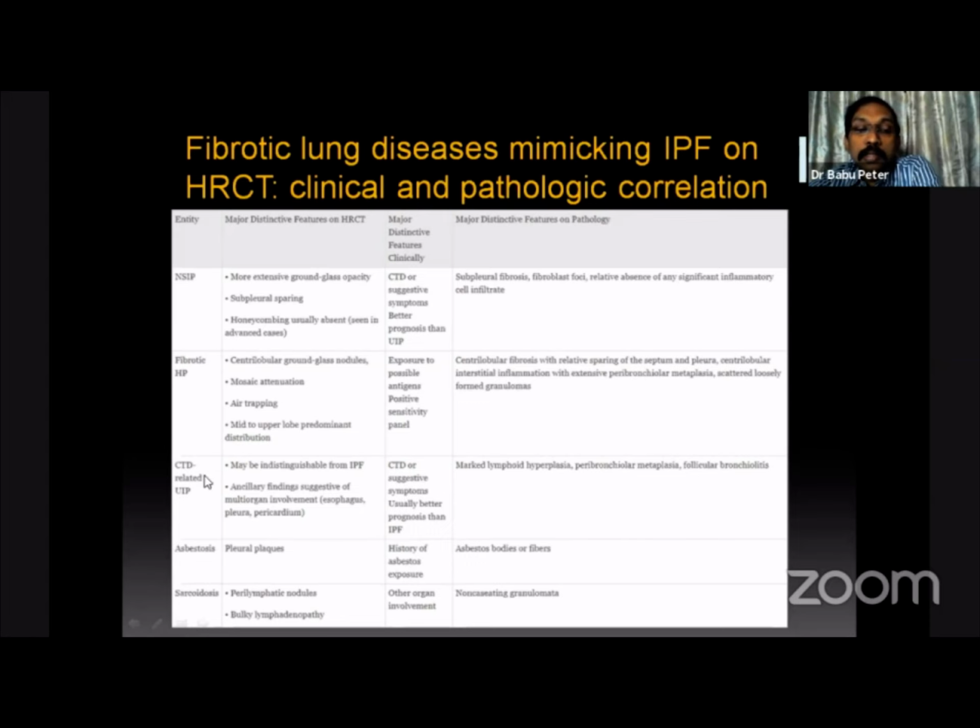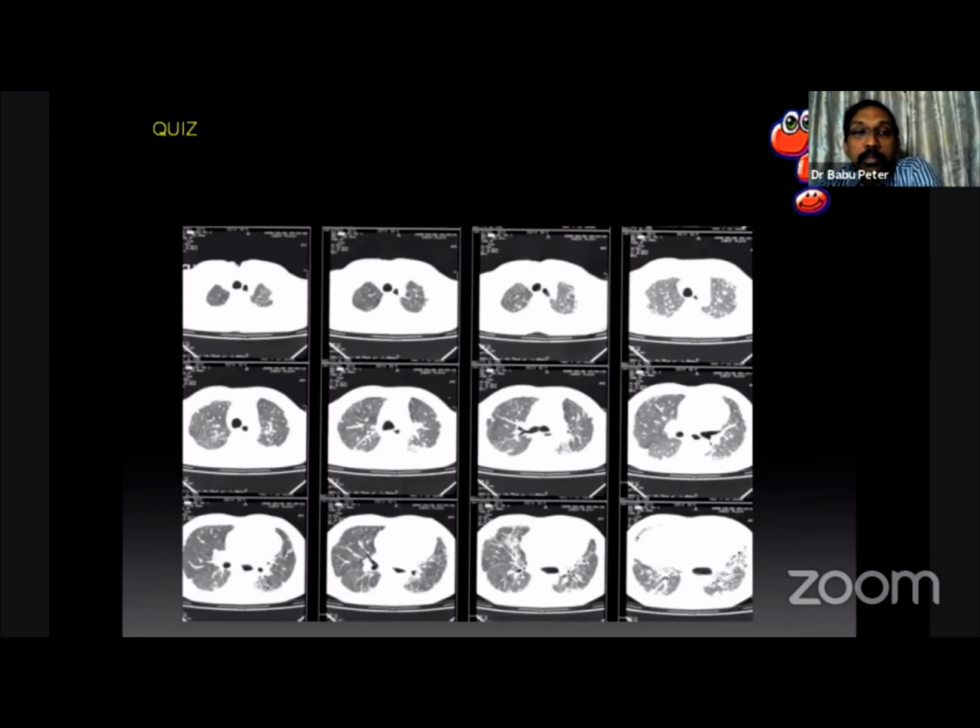And collagen vascular disease, or connective tissue disease, is difficult to differentiate sometimes from idiopathic pulmonary fibrosis. There may be multi-organ involvement, such as involvement of the esophagus, etc. In asbestosis, calcified pleural plaques may be evident.